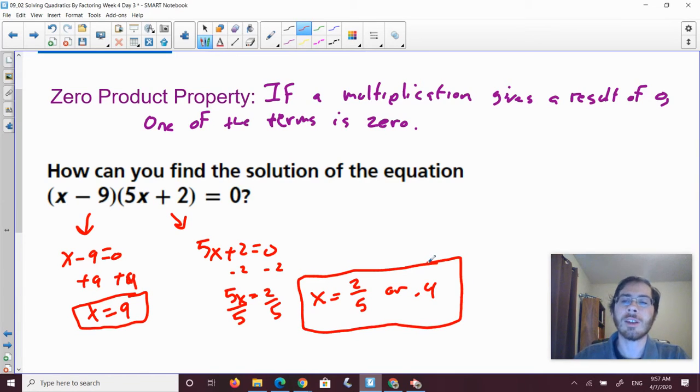Now the thing with quadratics is we're allowed to get two answers. So remember when we solved them graphically, we could get two answers, we could get one answer, we could get no answers. We got two answers, we got two solutions, because it turns out if I put 9 into the equation, I'll get 0. If I put 0.4 or 2/5 into the equation, this isn't going to be 0, but this is something times 0, which gives me 0.